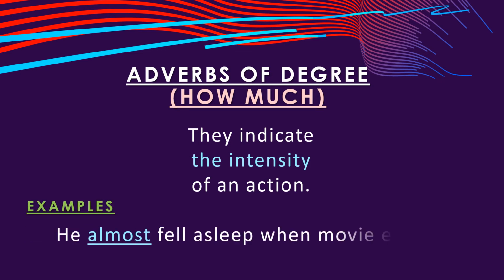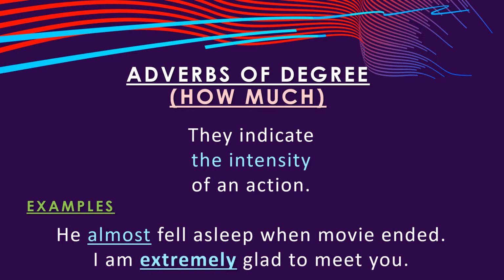The first one is, he almost fell asleep when the movie ended. So this adverb almost tells us how much, till which extent he fell asleep. The next example is, I am extremely glad to meet you. So how much glad I am to meet you? Extremely. So this word extremely is an adverb of degree.